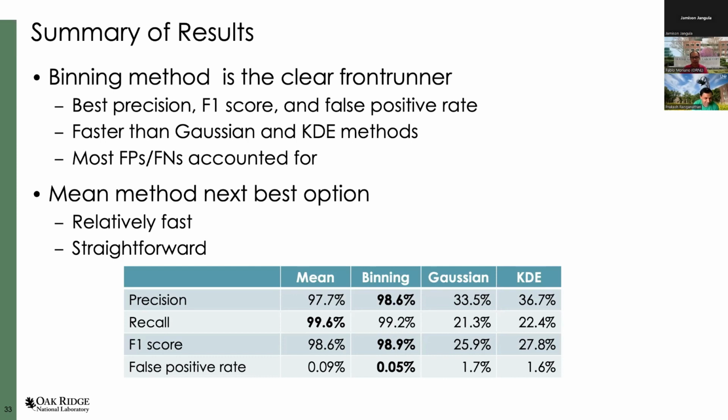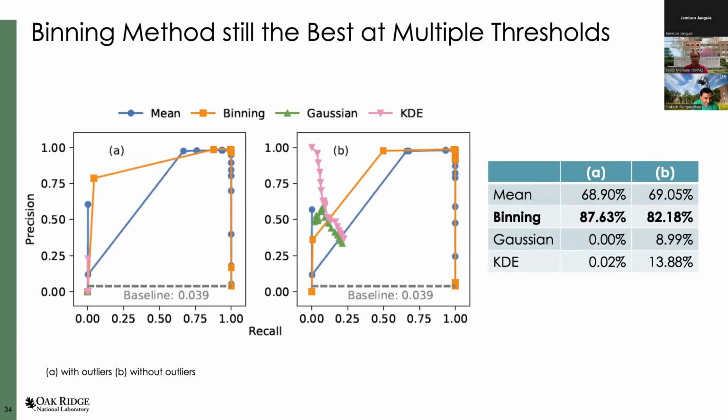And so the benign was the front runner method. The second best option was the mean method because in terms of performance, it's the second, but it's a little bit faster than the mean, and it's really straightforward to implement. So neither the Gaussian or the KD seems to be good options for this problem. When we compare also with respect to several thresholds in this domain, figure A here is showing the conditions when we have outliers. So remember that we can have some outliers in this data. So if we have outliers, still the binning method is the winner.